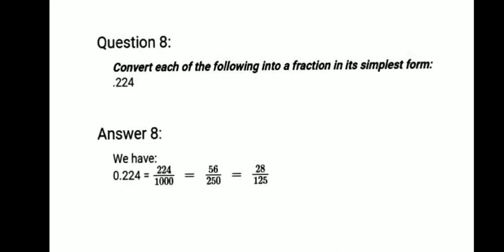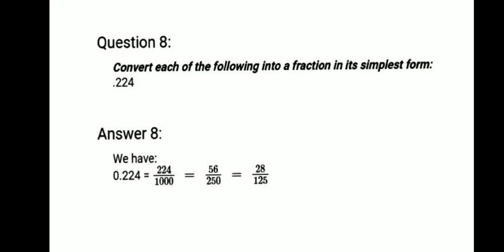0.125, we have 0.125, 125 upon 1000 is the fraction and it is divisible by 5. Now here is the simplest form. 25 upon 200, it is also divisible by 5, and now 5 upon 40, it is also divisible by 5, so the answer should be 1 upon 8. Understand? Next, question number 8, convert each of the following into fraction in its simplest form.